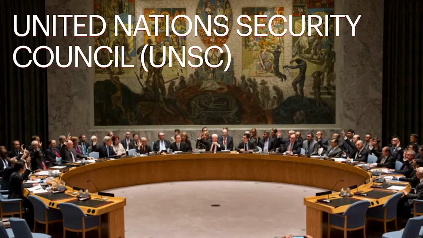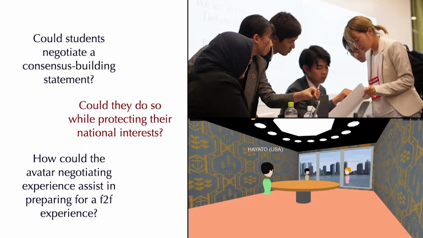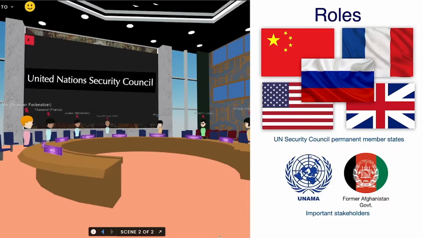So we decided to keep the simulation small. We went with the United Nations Security Council, which has 15 member nations, and created a replica of the United Nations Security Council chambers there in New York City. We were going to explore: could students negotiate a consensus-building statement? Could they do so while protecting their national interests? And how could the avatar negotiating experience assist them in preparing for a real face-to-face Model UN experience?